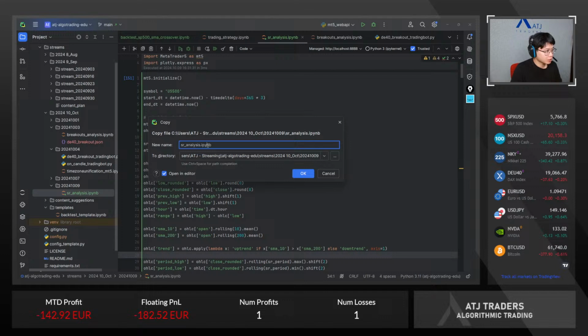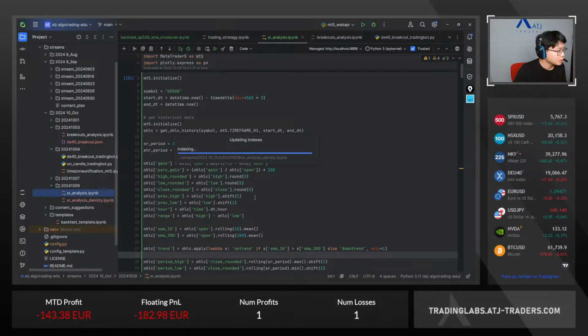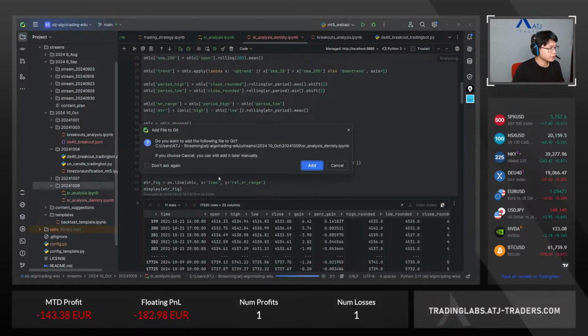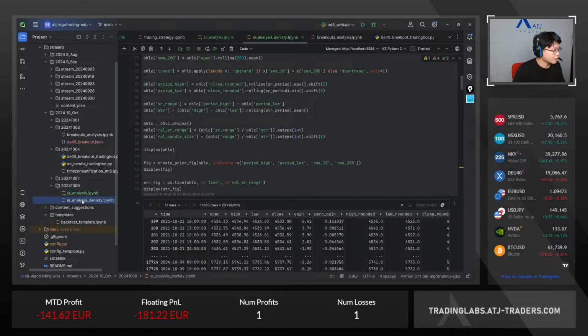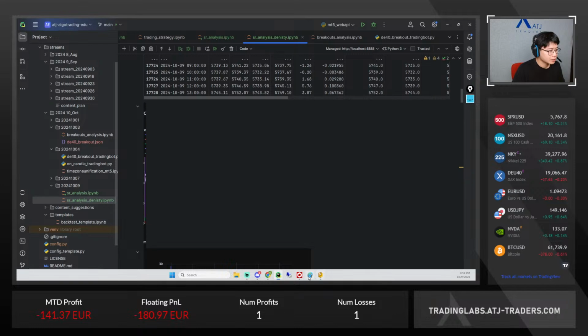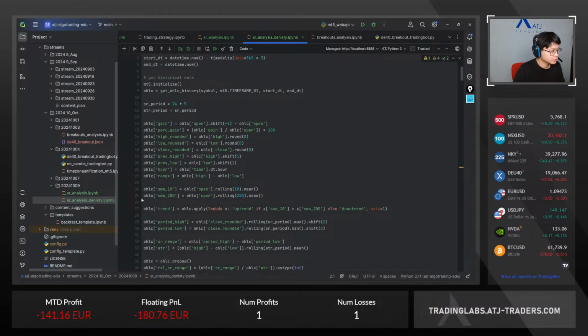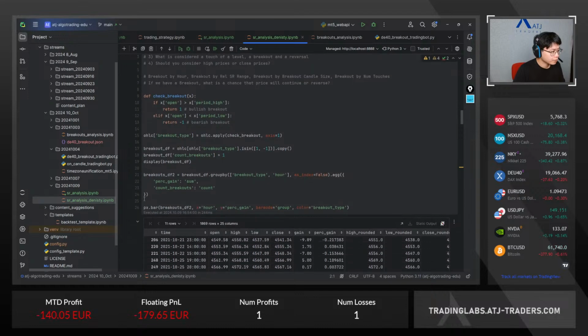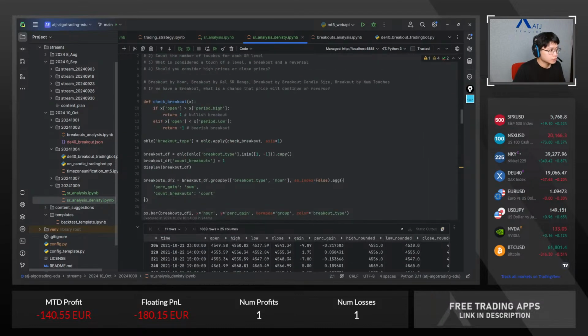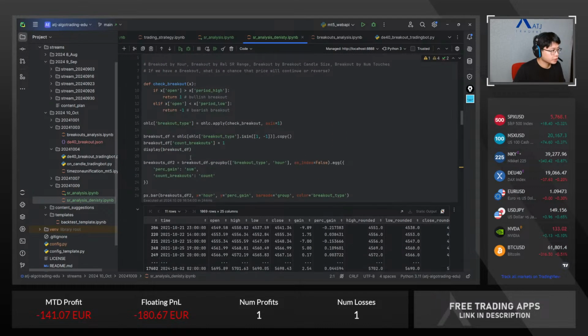And I'm just gonna make a copy now because it's all getting too confusing. So I'm just, a fresh start always helps, to keep it simple. And I'm just going to delete the things I don't need. So I'm going to add that, and I'm going to analyze the candle density. And I think that shouldn't be that difficult. So here we have the check breakout and so on.